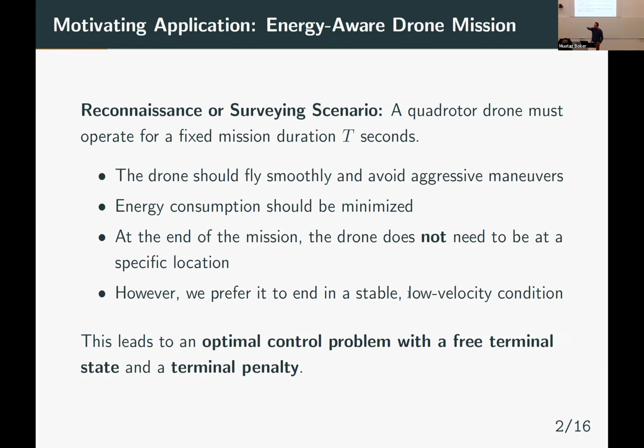So we wanted to hover around a geographical area. Presumably there is a camera. The drone is equipped with a camera. And so there are no aggressive maneuvers or anything like that, okay? So just hover smoothly. We want to minimize the energy consumption. And at the end of the mission, the drone does not need to be at a specific location, okay? But there are some preferences here regarding the final state of the drone.